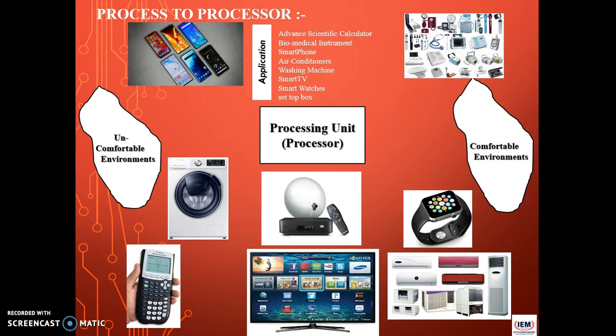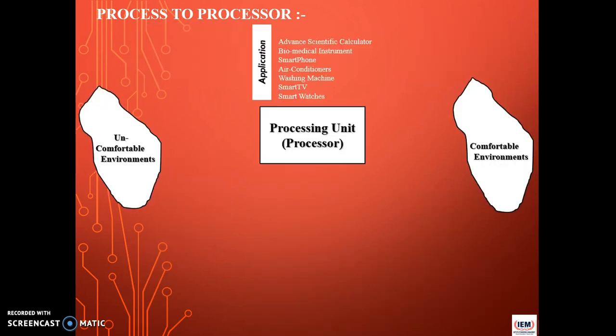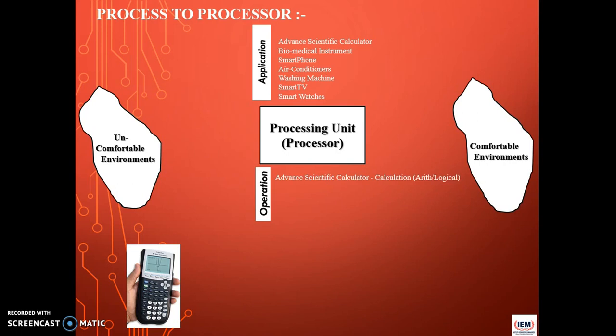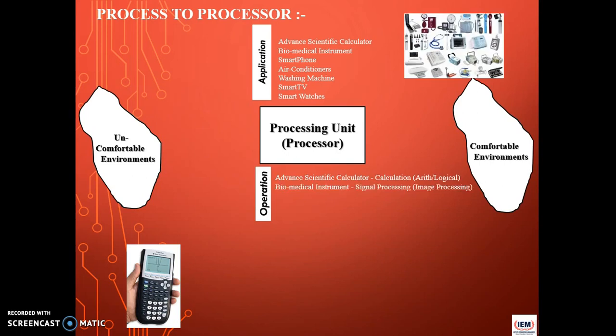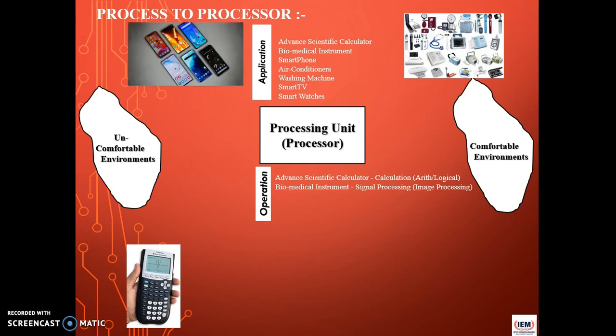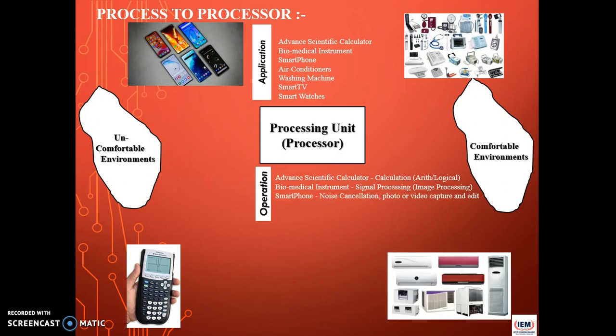Now, like an advanced scientific calculator, we consider various types of operations like signal processing, precisely image processing for biomedical application, noise cancellation, photograph or video capture and editing for mobile phone, control of temperature, humidity, cleanness of air for air conditioner, etc. These are done by the processing unit or processor.